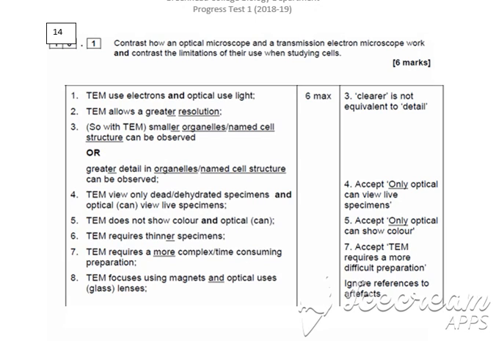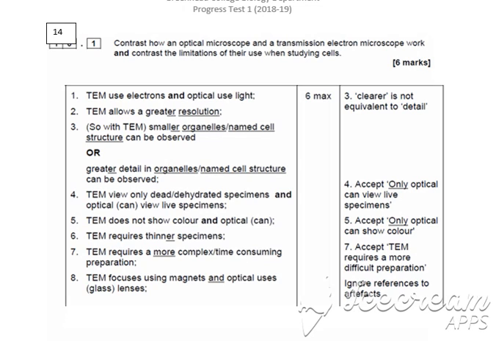Again, the ER is underlined, so it needs to be a comparative. You need to be stating that it has to be thinner with a transmission electron microscope than an optical microscope. The transmission electron microscope will require a more complex preparation or more time-consuming preparation. So again, the idea of it taking more time or being more complex than the optical microscope is essential. And the idea that the transmission electron microscope is going to be focused using magnets, and the optical is going to be focused using lenses.